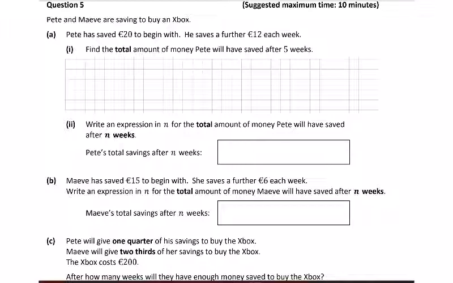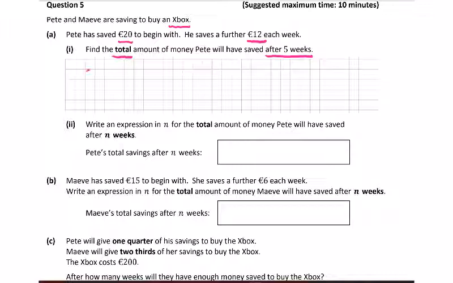Last question in this video. Pete and Maeve are saving to buy an Xbox. Their mommy and daddies are not buying it for them. Pete has saved 20 to begin with and a further 12 each week. It looks like a linear pattern. Find the total amount Pete will save after 5 weeks.